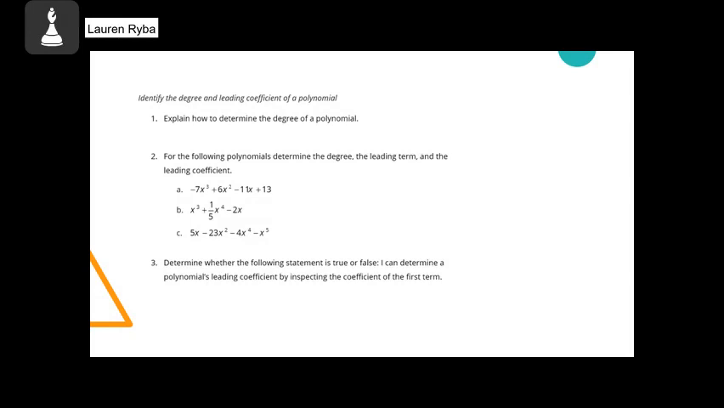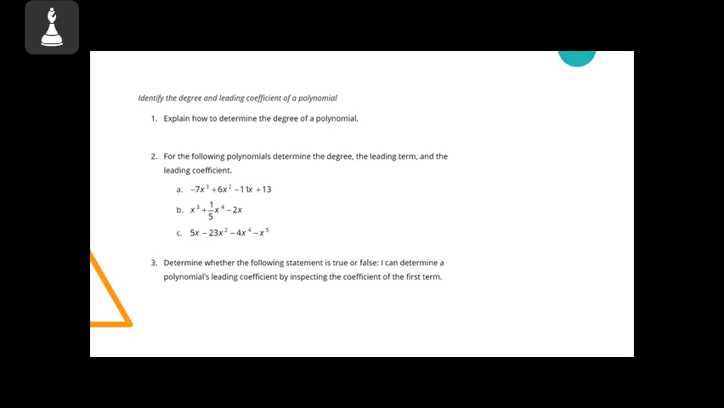So in your own words then, can you explain how you determine the degree of a polynomial based on what we just did on the previous slide? So I'm not going to fill that one in. I'm going to leave that one up to you. And then we have some examples here where it asks us to determine the degree, the leading term, and the leading coefficient. Now, usually in math, when we write our answers, we put our highest degree term first.